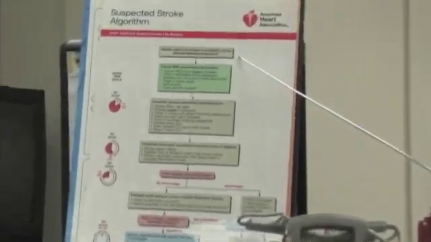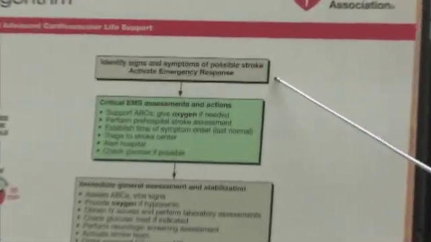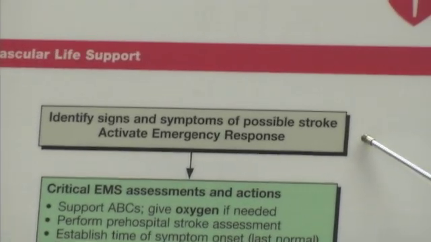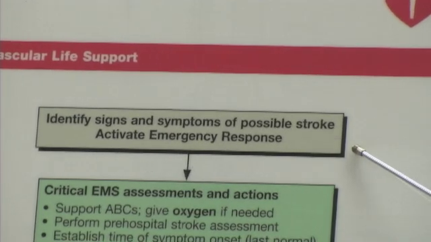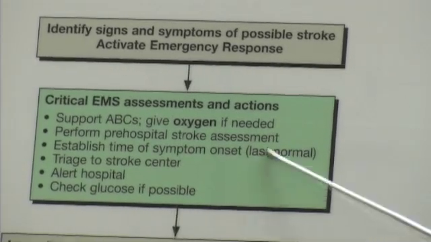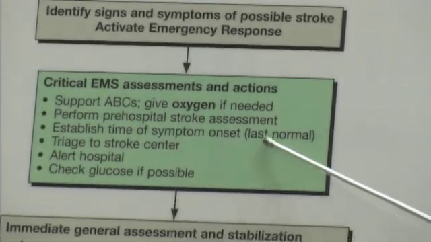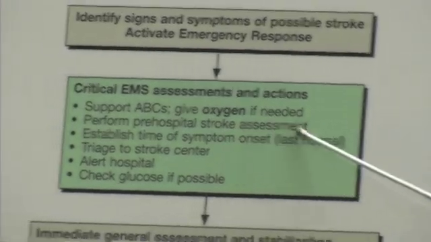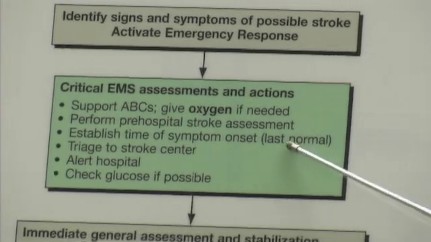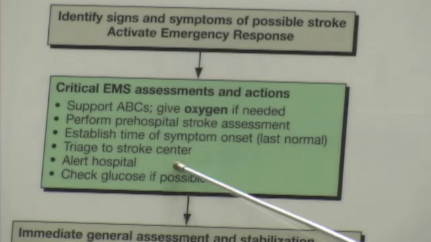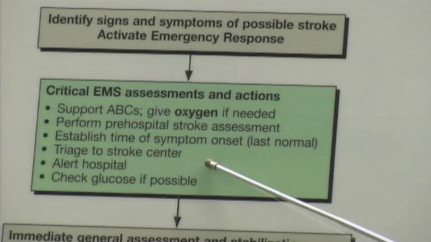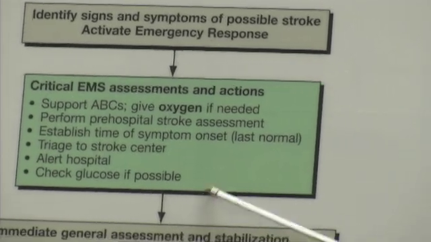So let's go through our poster, our algorithm produced by the American Heart Association. And starting at the top, identify signs and symptoms of possible stroke. So that's going to be our Cincinnati pre-hospital stroke scale of slurred speech, facial droop, or one-sided weakness. The green box represents EMS or pre-hospital care, so obviously support ABCs, give oxygen if the oxygen is less than 94%, do our stroke assessment, establish time of onset of symptoms, alert the hospital, triage to a stroke center, and check an Accu-Check as well.